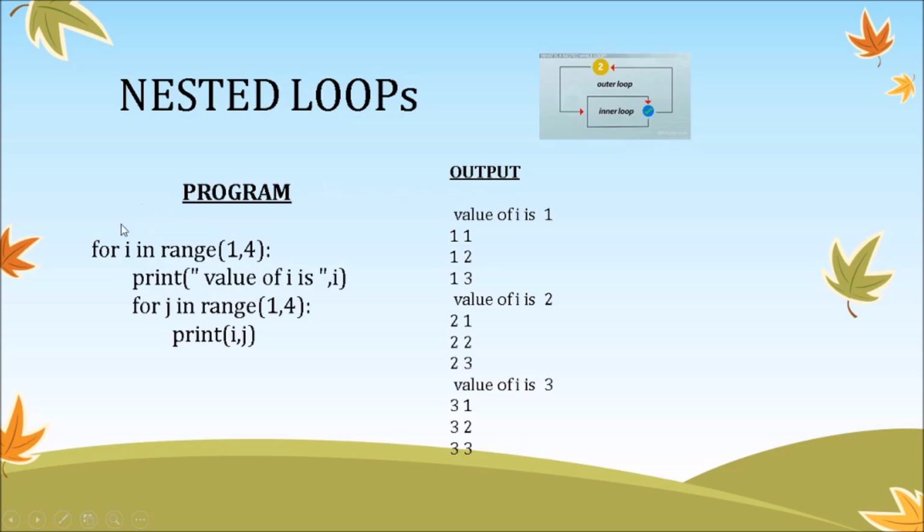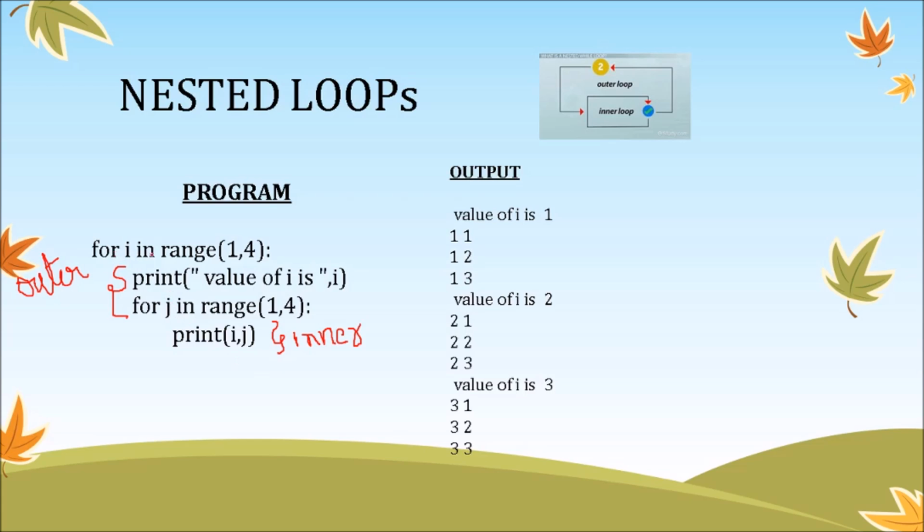As an example here, this is a for loop, and this is the outer for loop. These two statements are part of the outer loop, and this for is the inner loop. This comprises the body of the inner loop, or the nested loop.